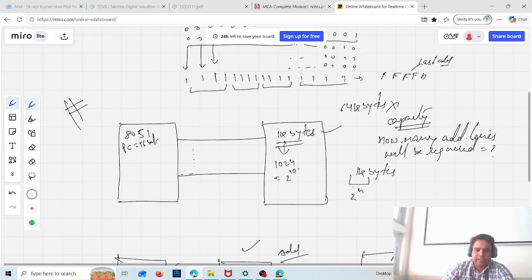Now this suffix 10 is actually the number of address lines required to connect with the 8051 microcontroller. But remember, in the 8051 microcontroller there are a total of 16 address lines: A0, A1, A2, up to A9 and then A10, A11, A12, A13, A14, A15. So let's say this is up to here.